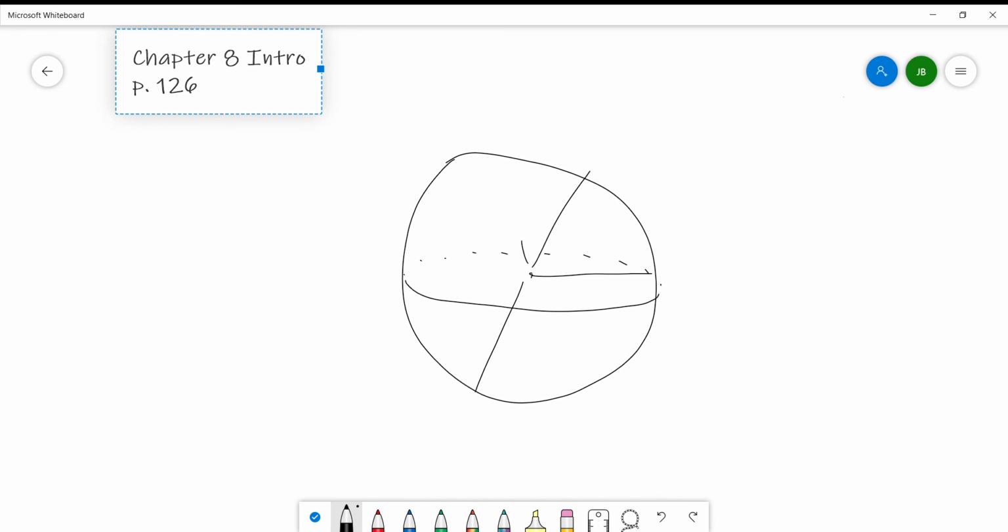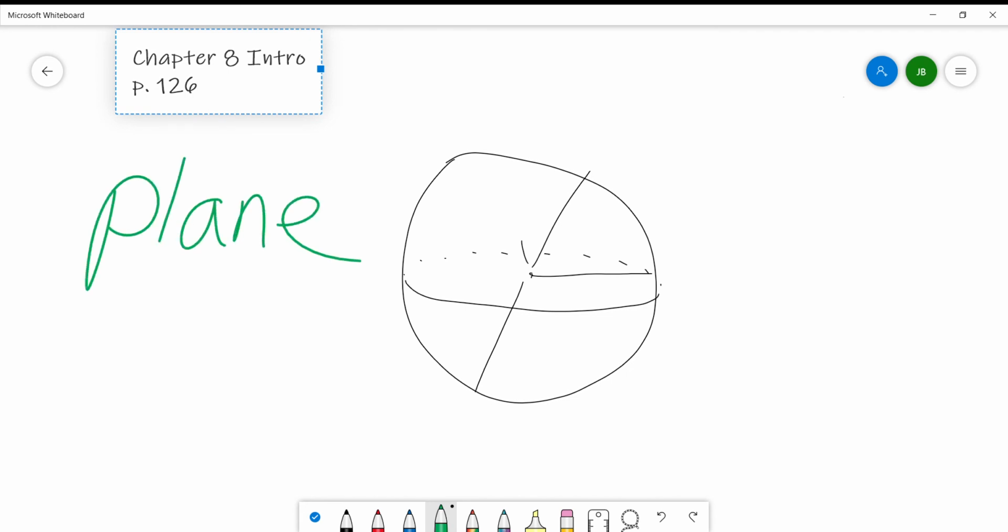A plane. Let's get real here. A plane is a flat surface, two dimensions, that extends infinitely out. When a flat plane slices through a solid, the result is a cross section.